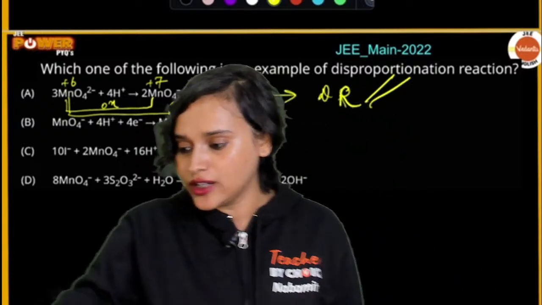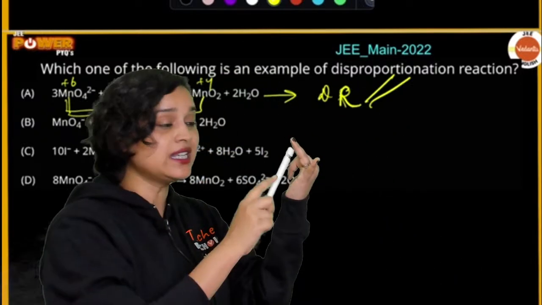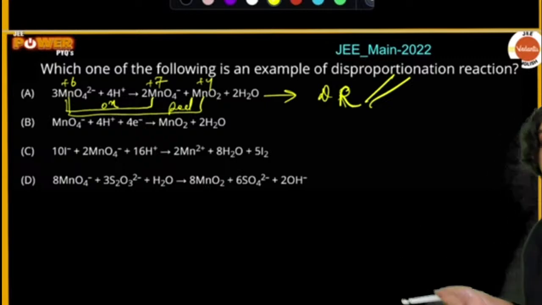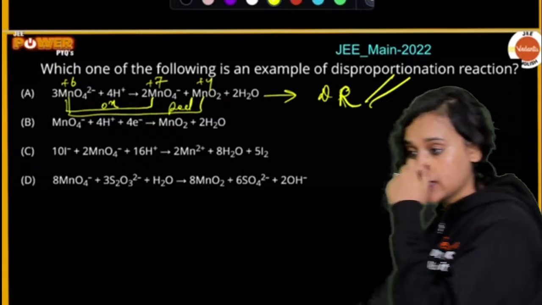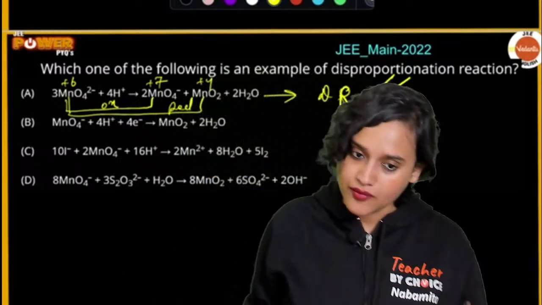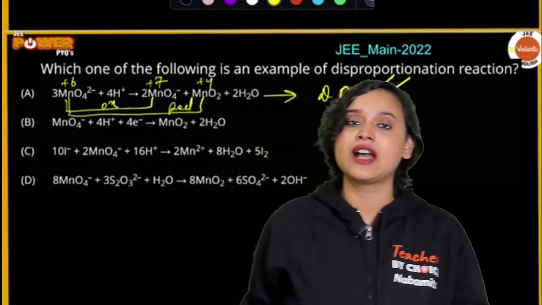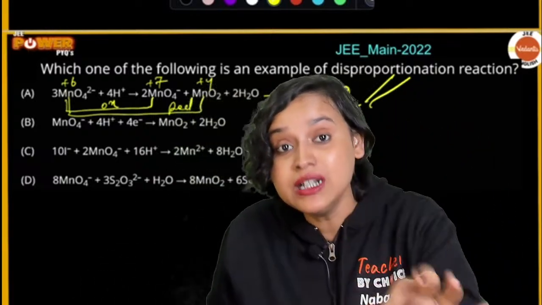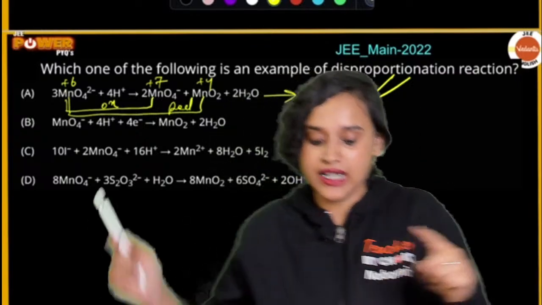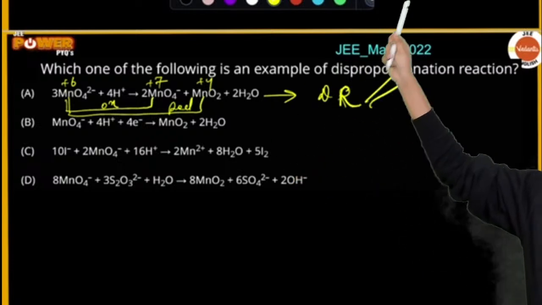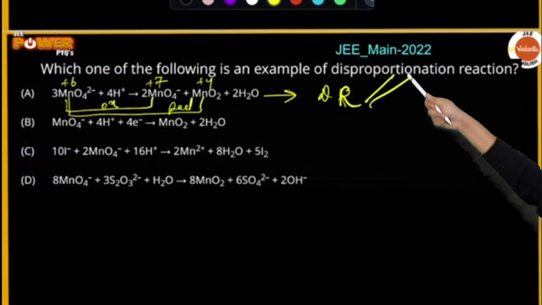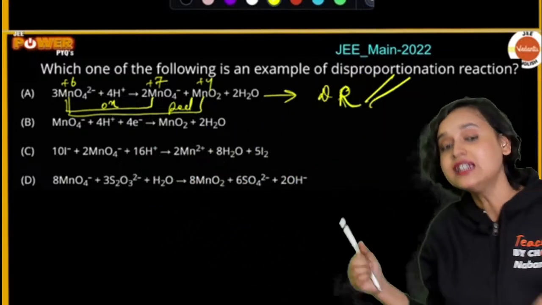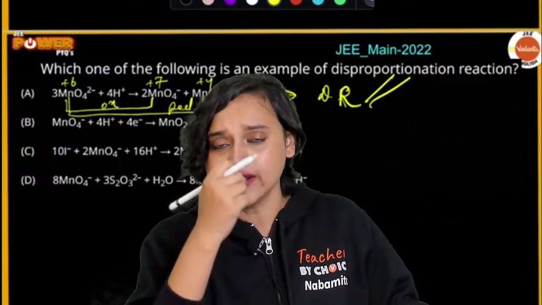For the rest, options B, C and D, please check whether they are also disproportionation reactions or not. In the same reaction, one single element has to go through oxidation as well as reduction simultaneously. Here manganese from +6 goes through oxidation forming Mn +7, and goes through reduction forming +4 oxidation state. That means this is clearly a disproportionation reaction.